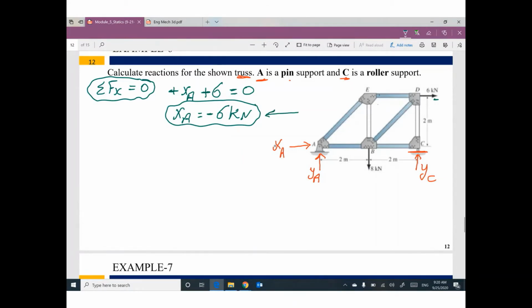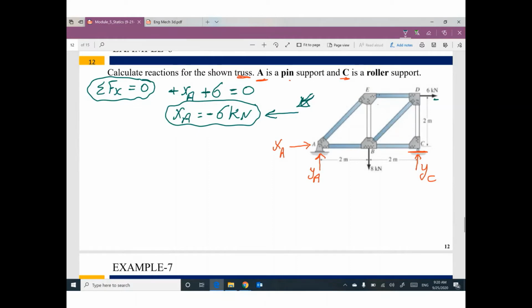What should I do? Nothing. Don't change anything. Keep your calculation, keep your reaction, everything's the same. But let me know that your correct direction will be to left. That's it. Don't change anything. XA will be negative 6 to left. Don't change anything on the original problem.